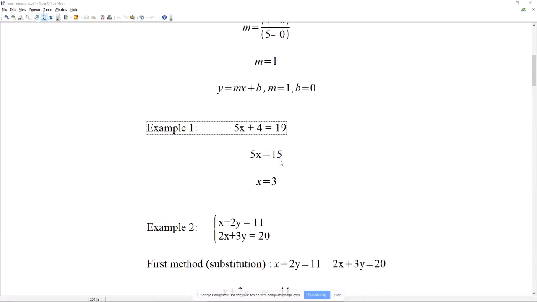So I'm now left with 5x equals 15. Now, what do I divide by each side to isolate x? 5. Okay. So those 5 over 5 cancels out. 15 divided by 5 is 3. So I'm left with x equals 3.